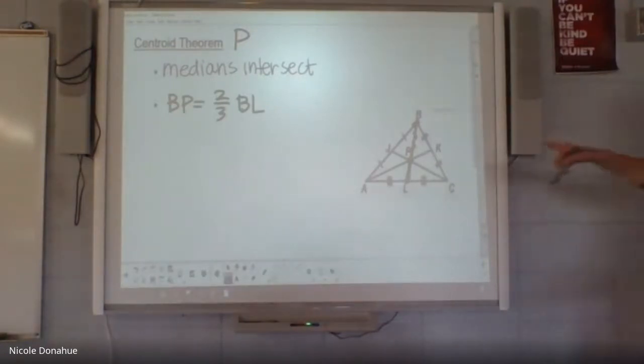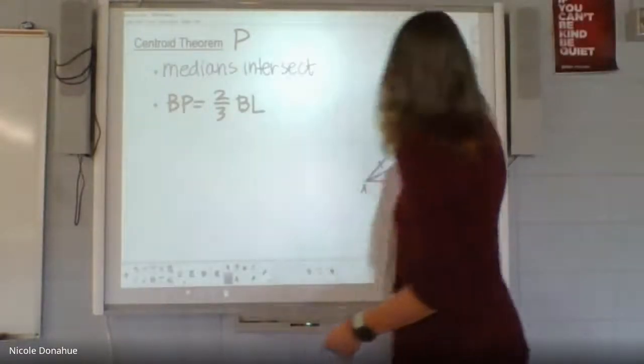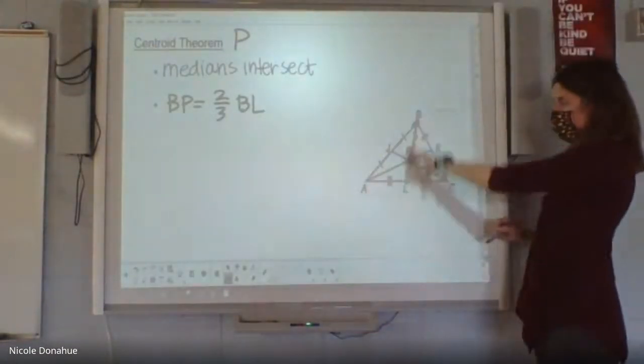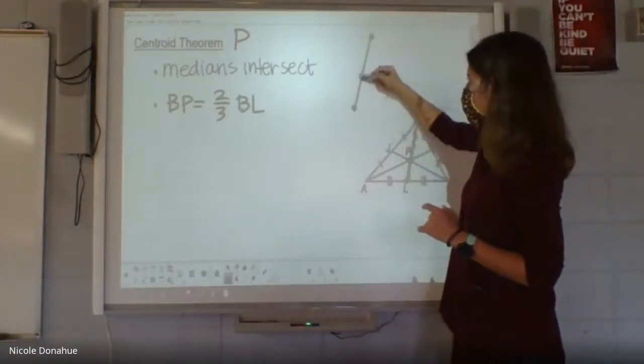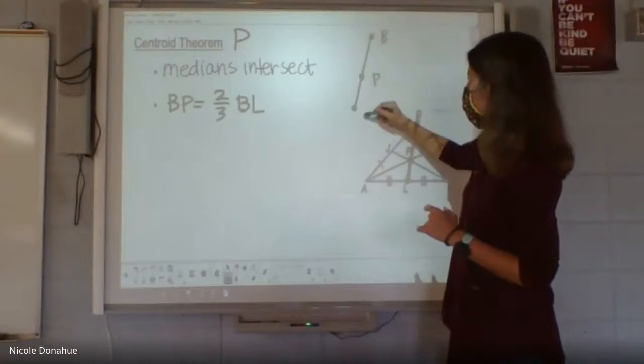So I'm going to draw that over here or someplace else. If you want to take this line, we're just going to draw it up here, just to show you outside the triangle. So if I have B, P, and L.